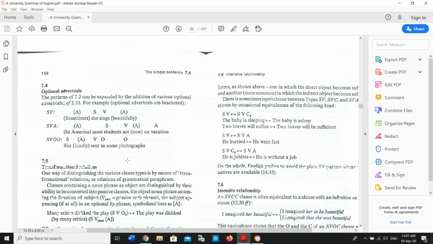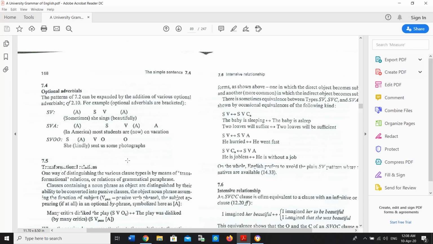So in America will be separated by 2 brackets. Most students is the subject, are is the verb, now. Now is an adverb of time. We don't have so far in the 7 types any adverb of time. So again you have to separate it between 2 brackets and put A.